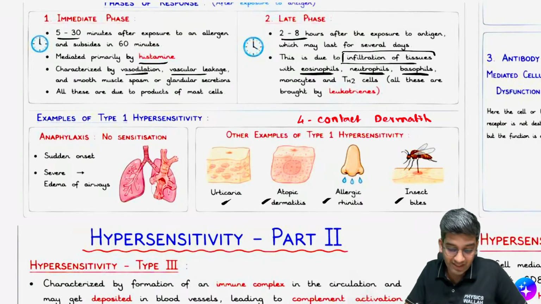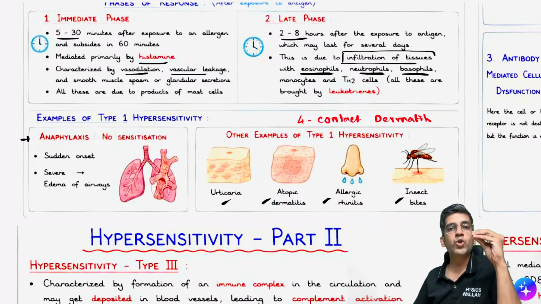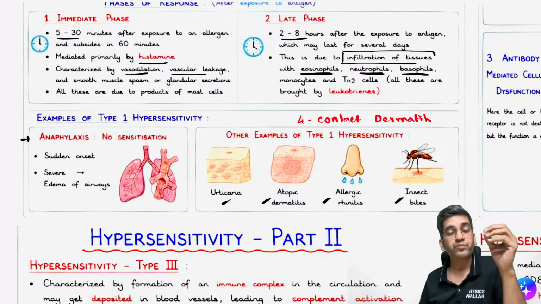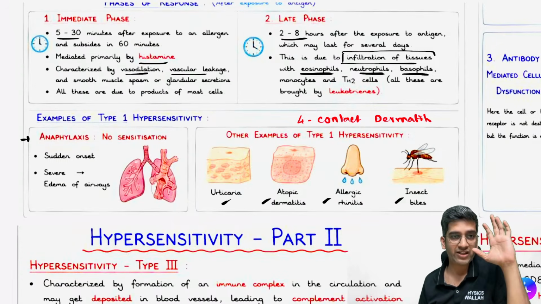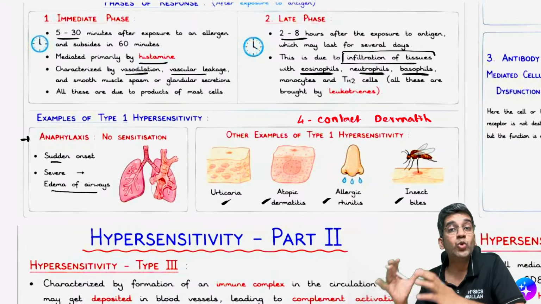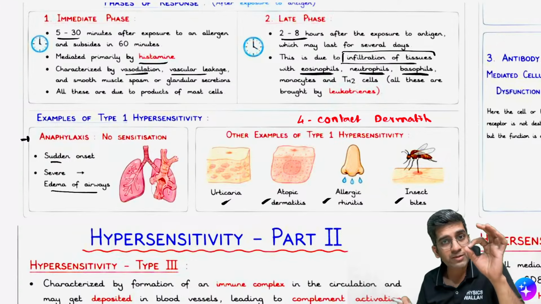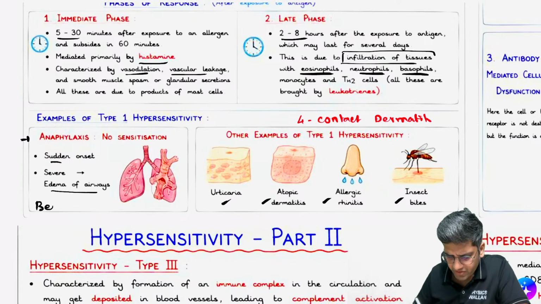Kalpana, great. Anaphylaxis is an outlier of type 1 hypersensitivity where I do not have the sensitization phase. Even the first exposure can trigger a massive response, that is anaphylaxis. Sudden onset, which can easily cause edema of the airway, and we can even lose the patient. One of the most important triggers of anaphylaxis, which you must have read in lots of places, is bee stings.